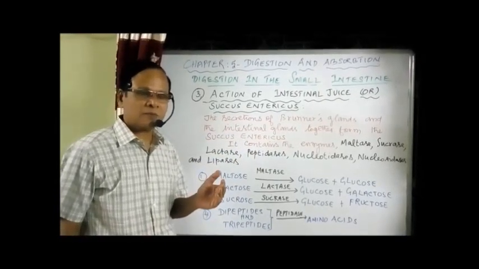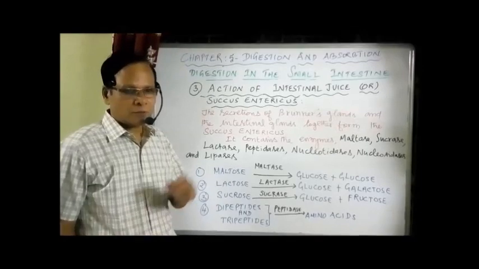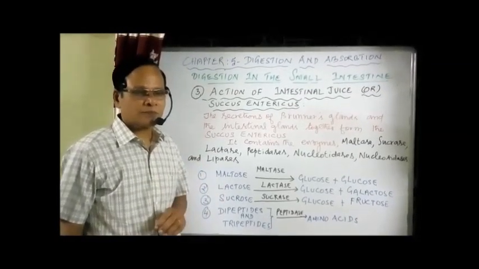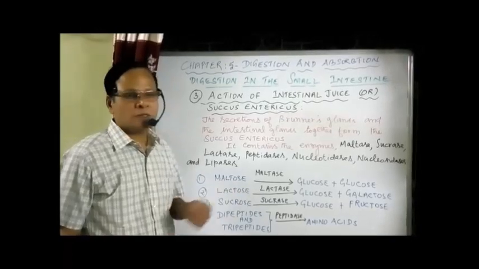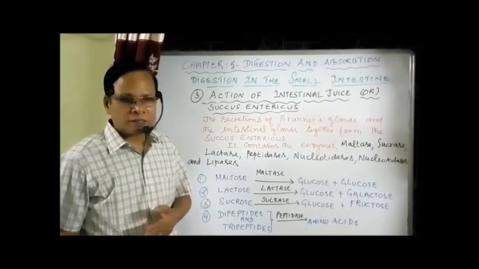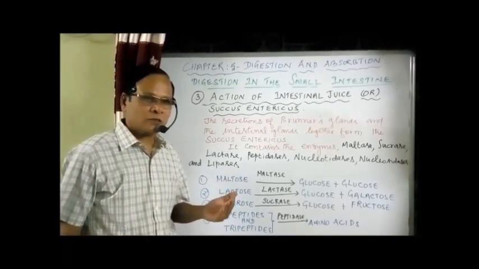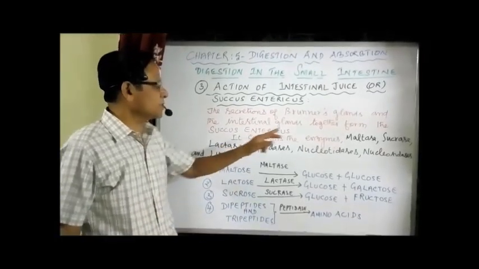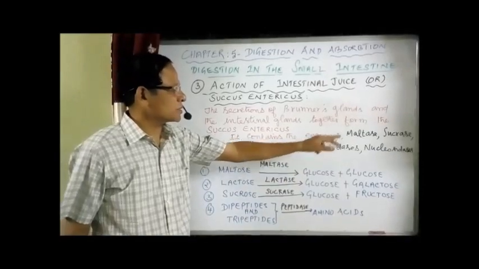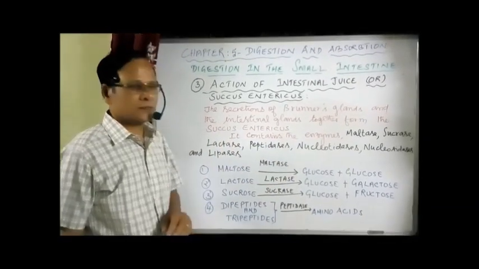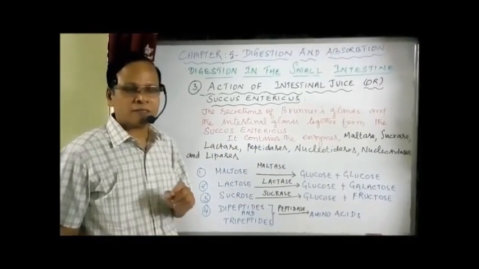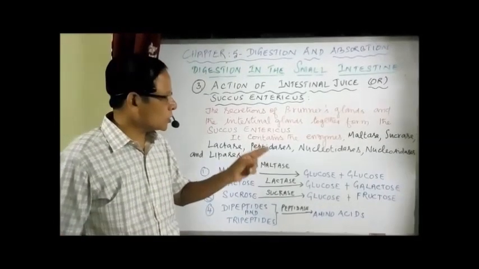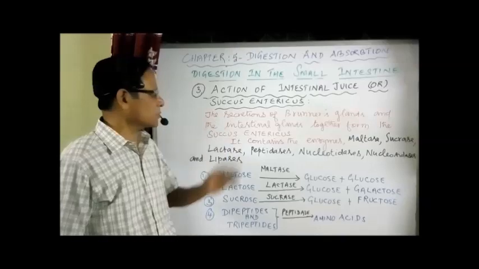It contains a number of enzymes for splitting the disaccharides, the polypeptides, the diglycerides and monoglycerides, and nucleotides and nucleosides, etc. It contains the enzymes maltase, sucrase and lactase. These three are called disaccharidases, digesting disaccharides like maltose, sucrose and lactose.